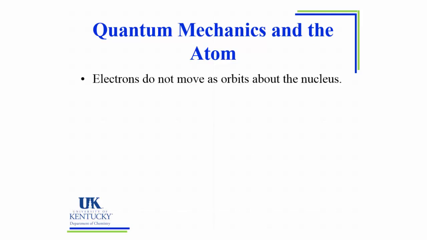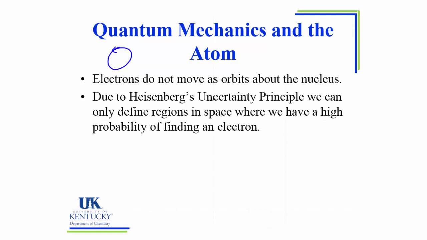So instead of thinking about the electrons moving in orbits, they're not traveling around in orbits like planets around the sun. If they did that, we would know this is where it is right now, this is how fast it's traveling, and we could predict where it's going to be at any point down the road. We don't have these orbits. Instead, what we have is defined regions in space where we have a high probability of finding the electron. So we can kind of zero in on an area, but we can't go into a precise orbit.